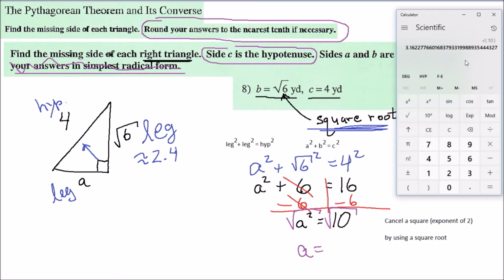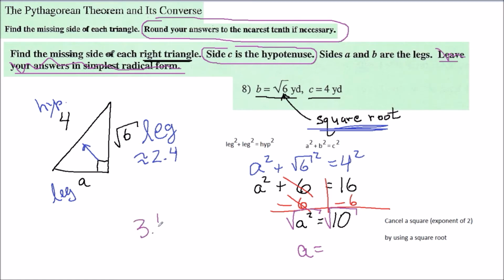3.162277. It keeps going, and this is where rounding will come in. So we got, let me just jot this down, 3.162, it keeps going. Our instructions here said we're not going to leave your answer in simplest radical form. We're going to round to the nearest tenth. So rounding, I've got a 1 in the tenths place with a 6 next door. 5 or more raise the score. So a is approximately 3.2.